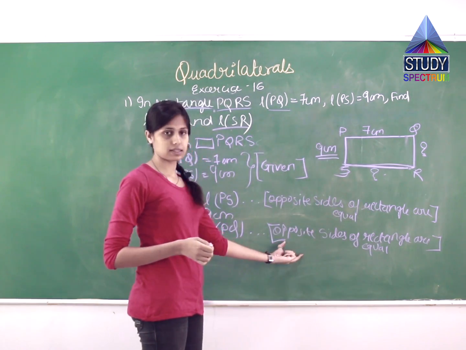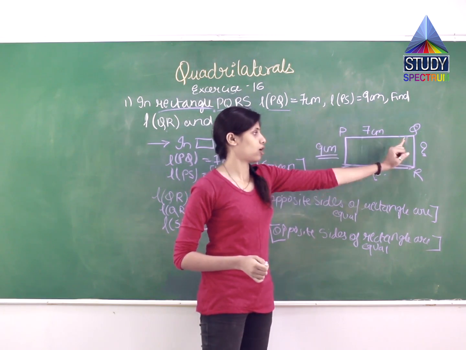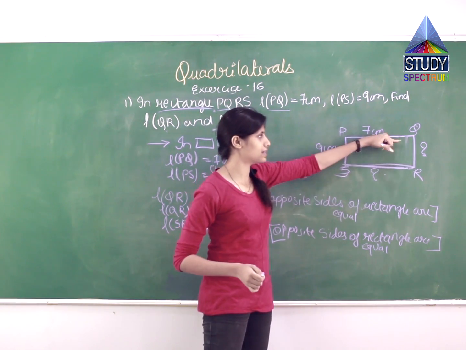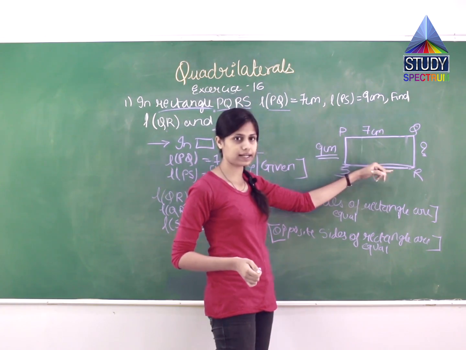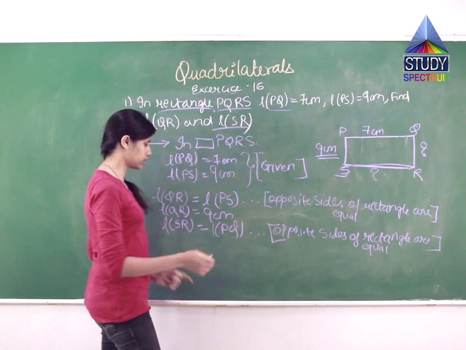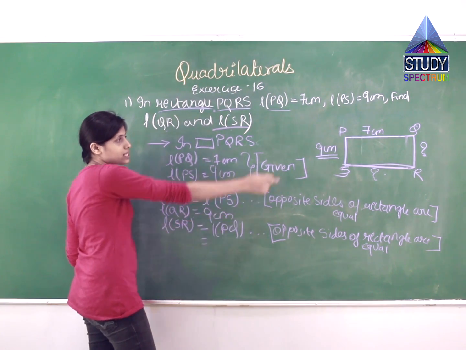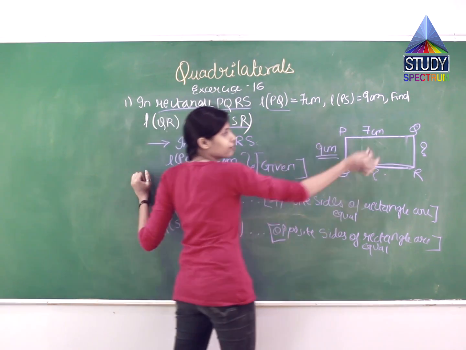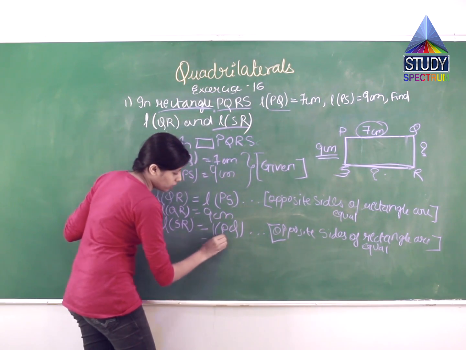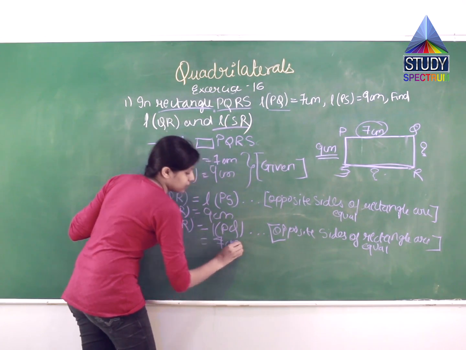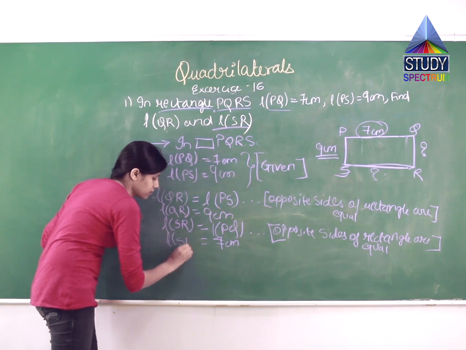So the same reason: if this side is equal to this side because they are opposite sides, then ultimately this side will be equal to this side because they both are also opposite sides. So that only we have mentioned over here. So instead of PQ, we know the value of PQ. What is the value of PQ? You can see in the figure it is 7 centimeter. So you have to write that only over here, 7 centimeter.